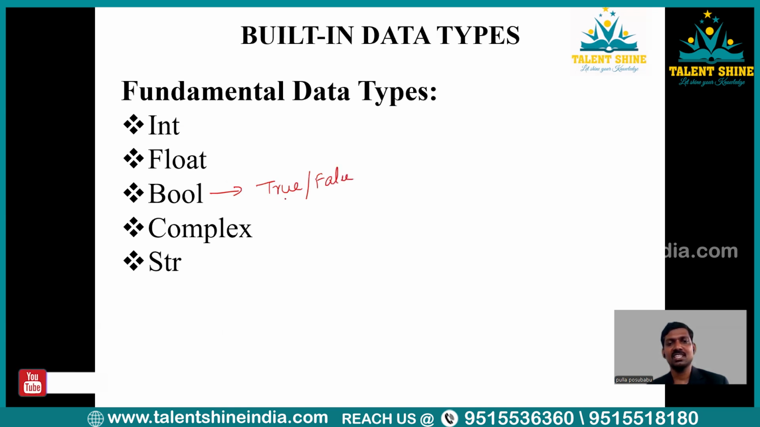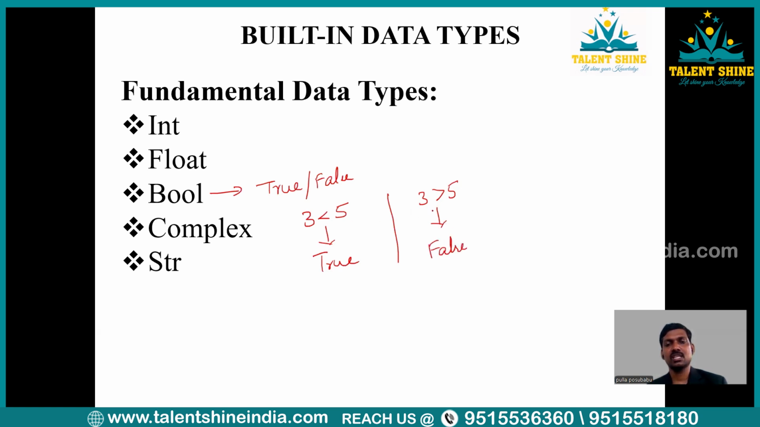So which means it returns either true or false. Let us take one example here. 3 less than 5. Surely this condition is true. Hence, it returns true. If I have taken 3 greater than 5, surely this condition is false. Hence, it returns false, right?